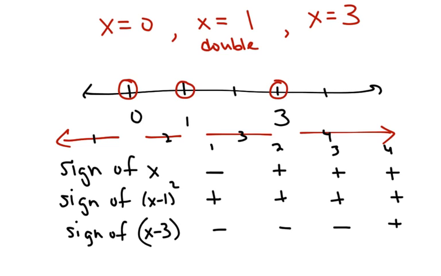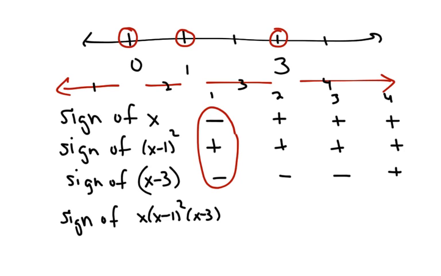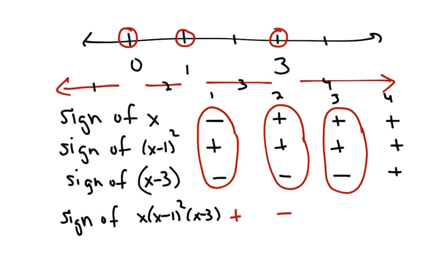In the last row, we're going to determine what the sign of the entire polynomial would be, based off of the sign of each part of the polynomial. How do you do that? Well, you think about what happens when you multiply these together. A negative times a positive times a negative is a positive. A positive times a positive times a negative is always a negative. And a positive times a positive times a positive is a positive.